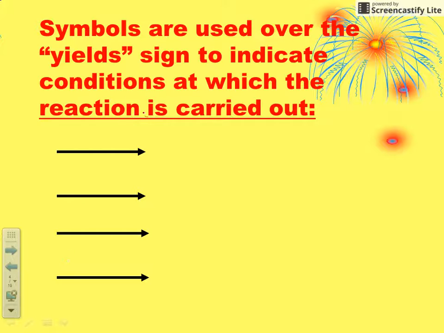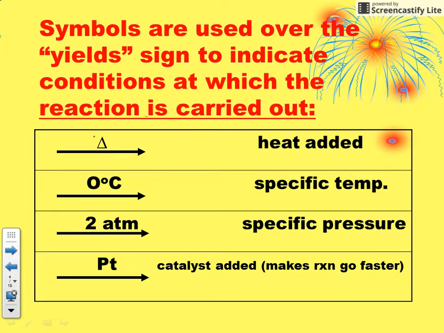There are also some symbols that you see written over the yield sign. So I'm going to show you 4 different symbols here that you will see written over your yields or even your equilibrium sign. And they represent or indicate conditions at which the reaction was carried out. So first one you see here is going to be a triangle. This triangle is otherwise known as a delta. And when you see it written in this position or in this place over the yield sign, it means that heat was added to the reaction as it occurred. So it did not just occur at room temperature.